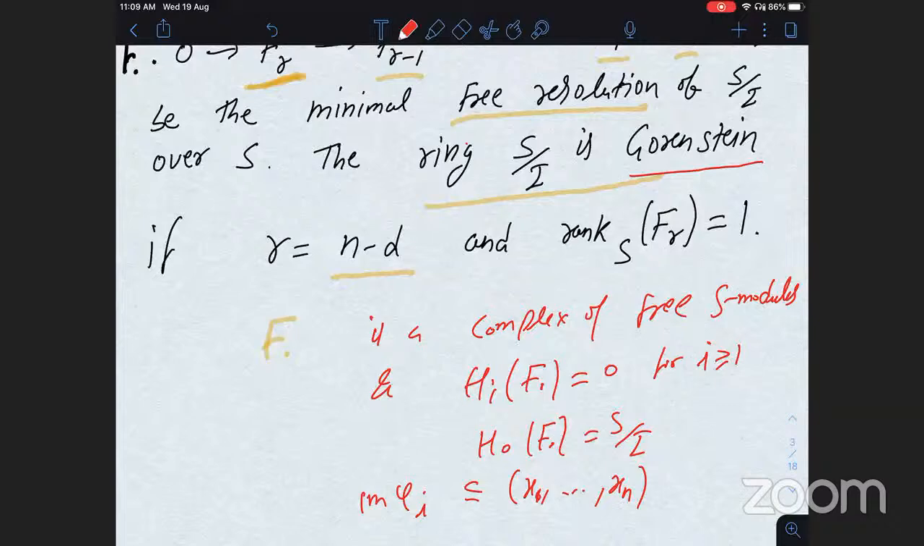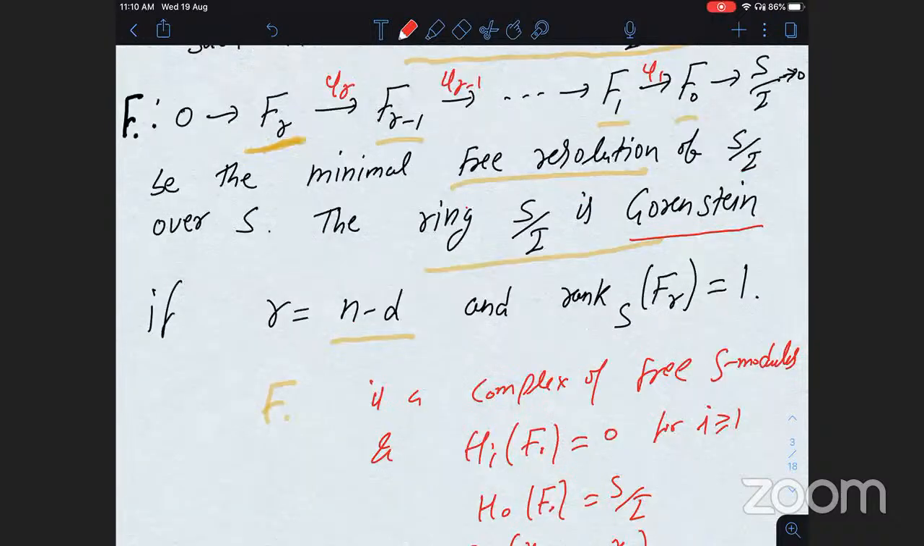So I just define the free resolution for this ring S mod I. Think of this S mod I as a module over S. Then this complex of S modules, the complex from 0 to F_r to F_r.